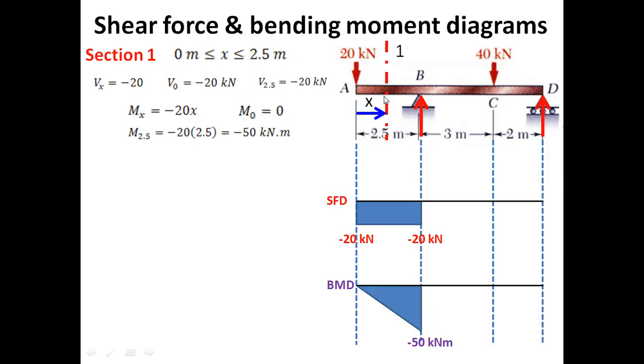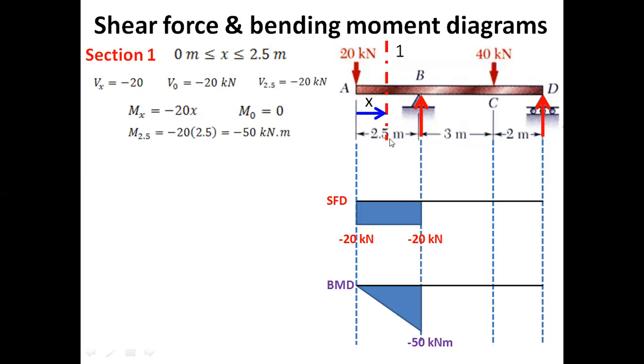Secondly, the thing which we have learned is that on the left hand side of the section, all those forces which are acting upward must be taken positive, whereas all forces which are acting downward must be taken negative. So this force is acting downward, so we have to take this negative. So generally, Vx for this section, which is at a distance x from point A, is equal to minus 20 kilonewton.